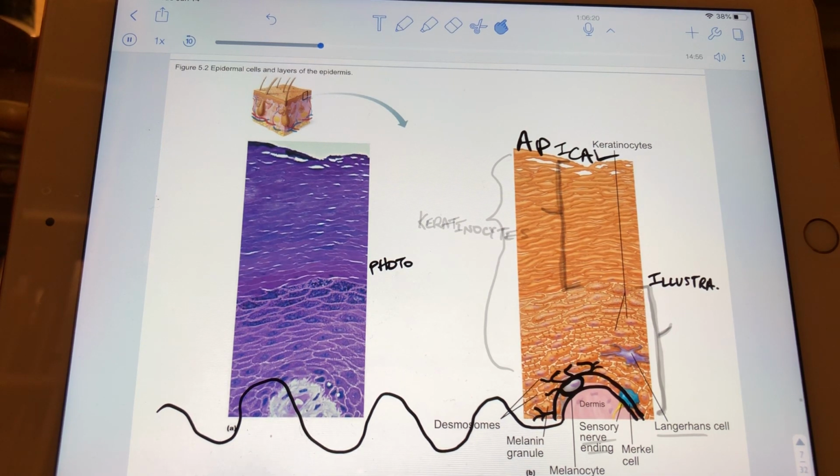Okay, out among and between keratinocytes. All of these, I don't know, sort of orange, peach cells are keratinocytes, or each is a keratinocyte.